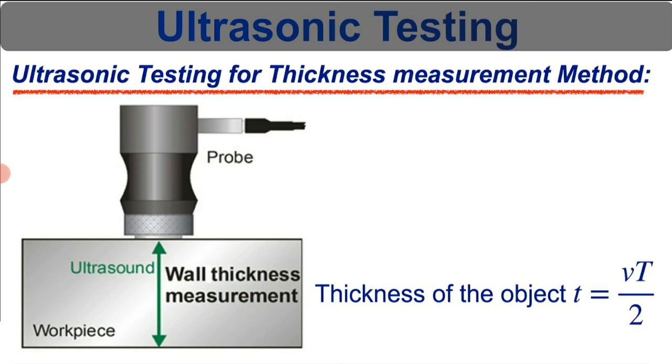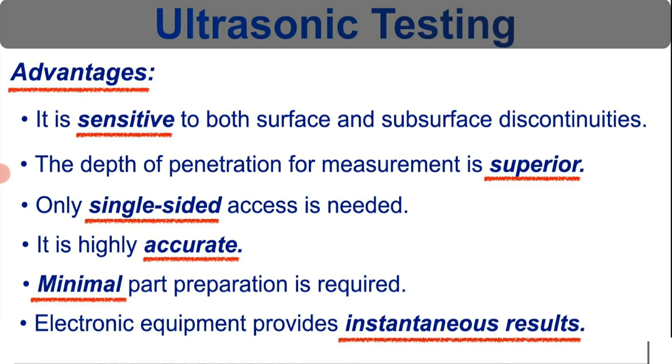Ultrasonic testing for thickness measurement method. Ultrasonic sound, wall thickness measurement probe. Thickness of the object is equal to vT/2. The velocity of ultrasonics is different in different materials.